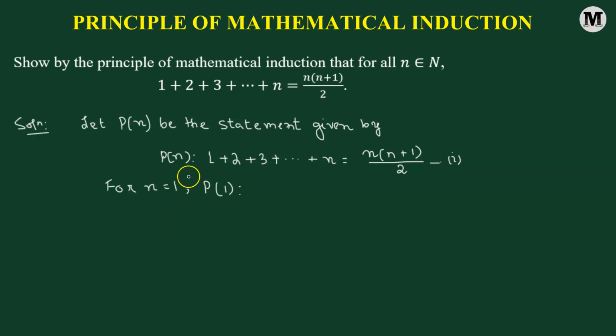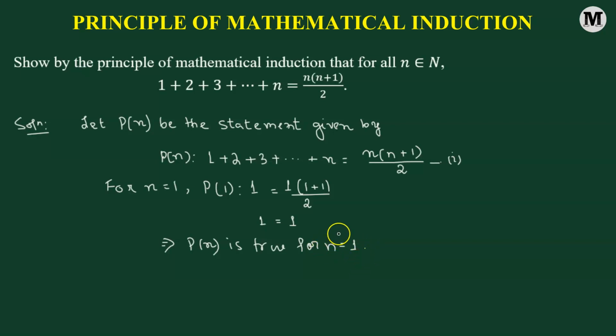Now P(1) means we are only considering the first term. So we have 1. This is going to be equal to, now in place of the formula n times (n plus 1) over 2, we're going to replace n with 1. So we have 1 times (1 plus 1) divided by 2. That means 1 will be equal to 1, which simply tells us that this particular statement P(n) is true if we choose n equal to 1. That means true for the first natural number.